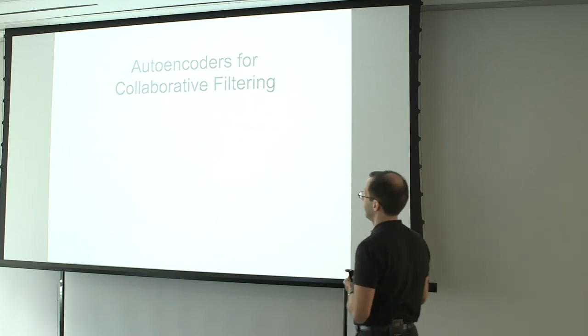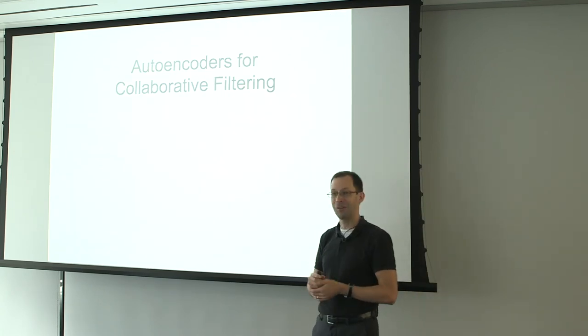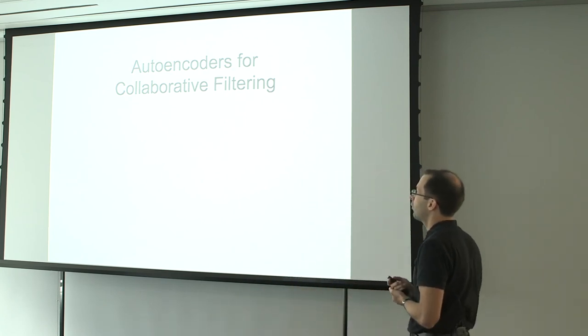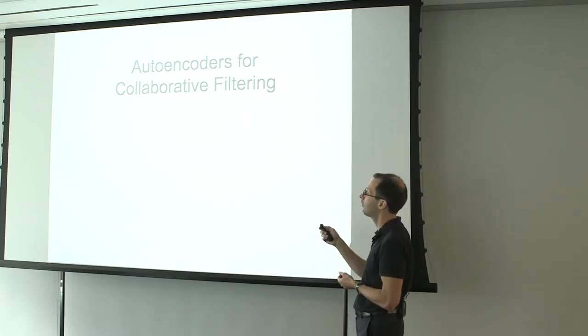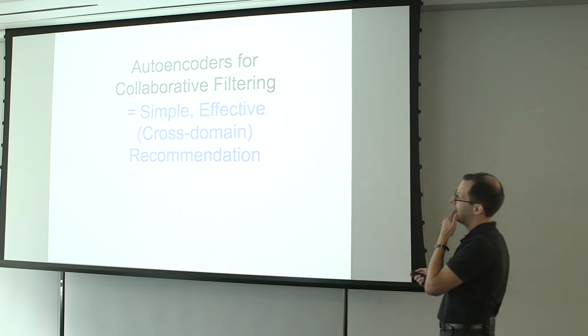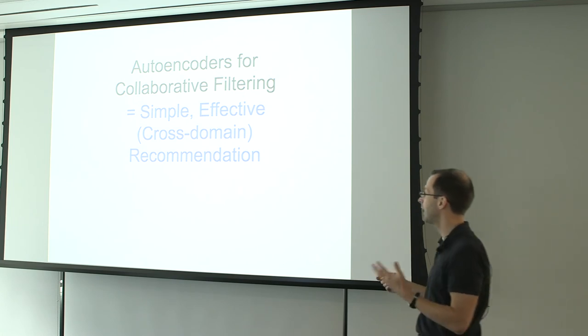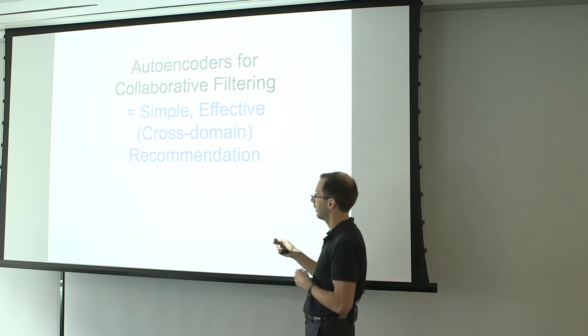Okay. So if you remember nothing else from this talk, and if you want to do collaborative filtering or recommendation, it turns out that autoencoders are a very simple and very powerful approach, and they're quite effective, and they can handle information from multiple domains, and they make state-of-the-art recommenders.